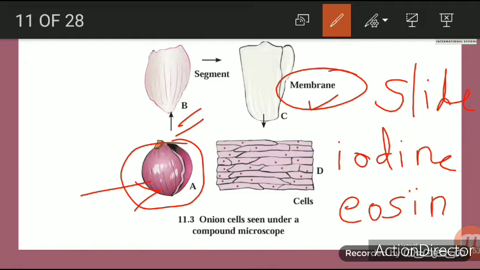As you can see in this structure, you can see the strip like membranes, strip like cells are there. So what you have to do? Take a slide. On a slide you have to put the membrane. On the membrane you have to put the diluted iodine or eosin solution. Okay, 1 drop. Solution means you don't have to pour 10 ml. Only 1 drop we have to put, and that slide we have to observe under a microscope.